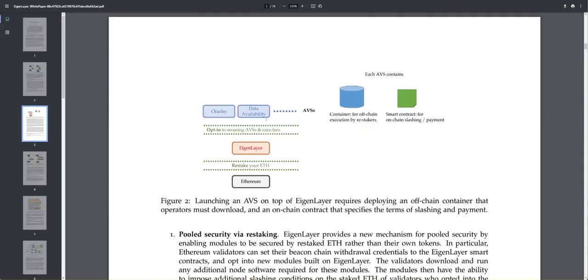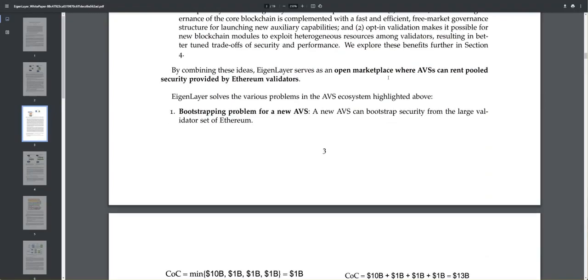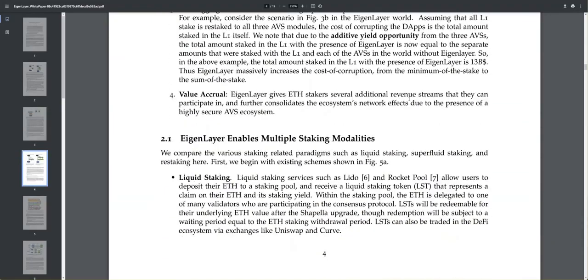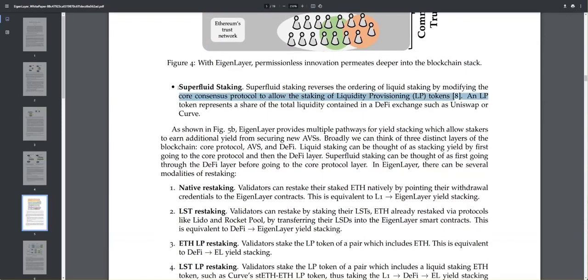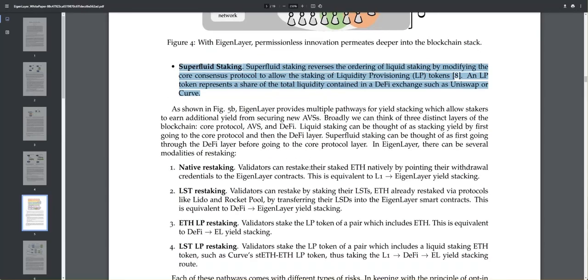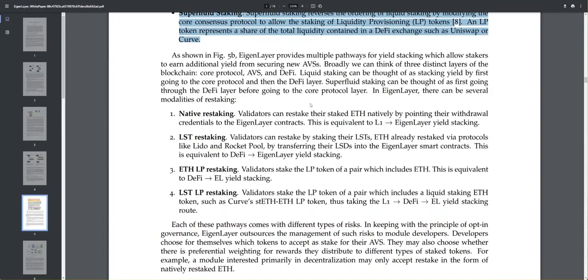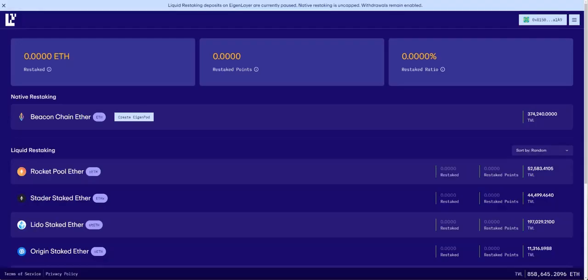If you really want to learn a lot about it, you can go through the white paper, but this is something I've been very interested in. The LP, the ETH, and then token LP staking is part of Superfluid staking, right? And hopefully that explains it. But that's really what I think you would probably need to know about it.